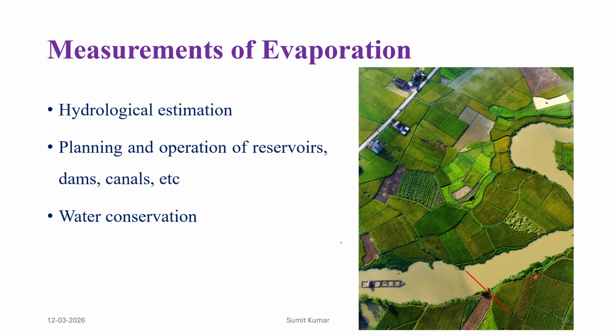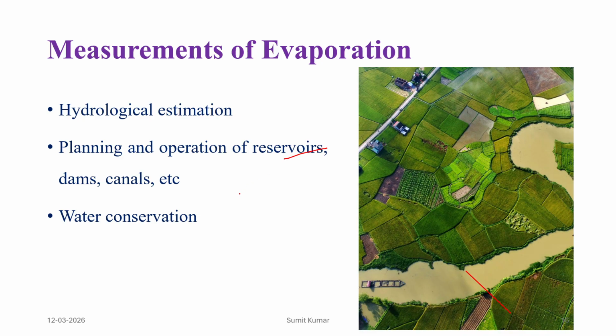Evaporation is one of the largest outflows in the water balance for many systems. Accurate measurement helps us in several critical ways for planning and operation of reservoirs, canals, and other irrigation systems. Evaporation is critical and important data.